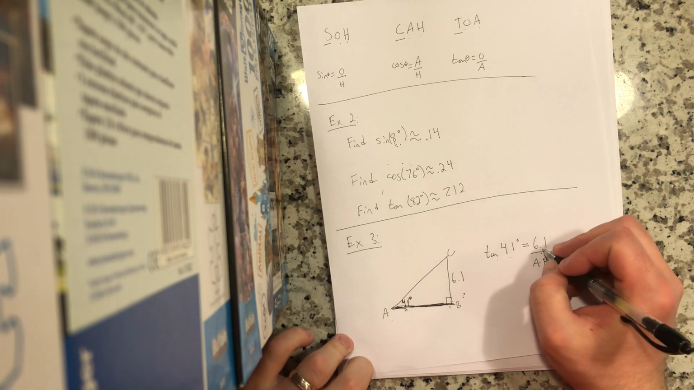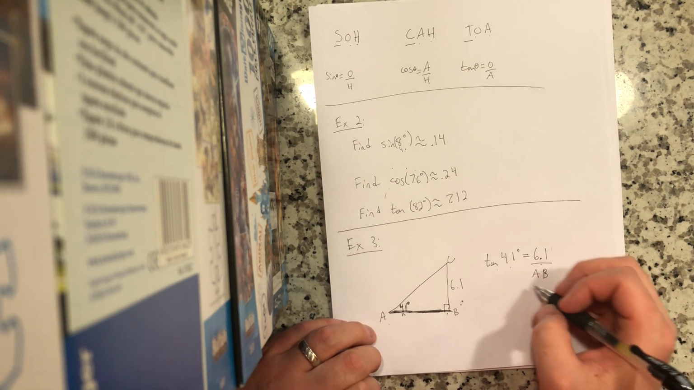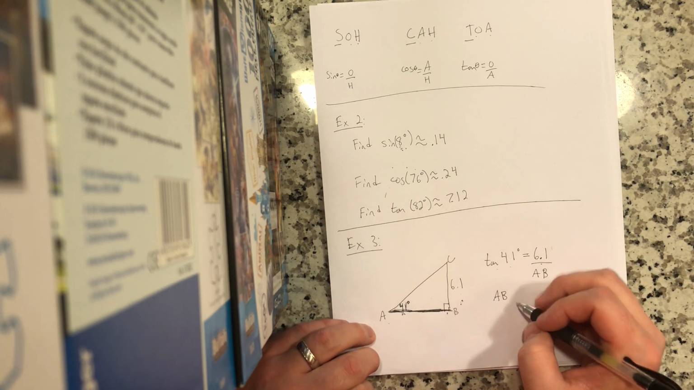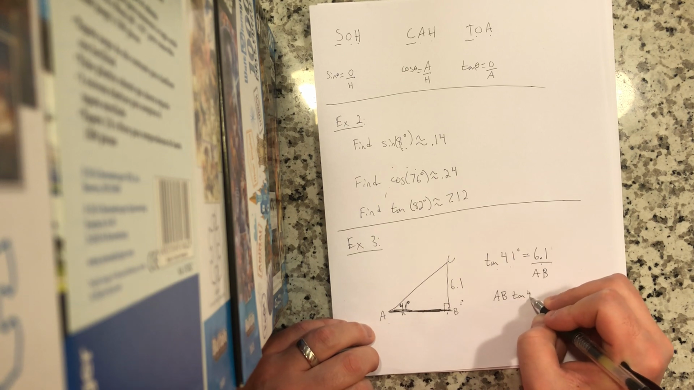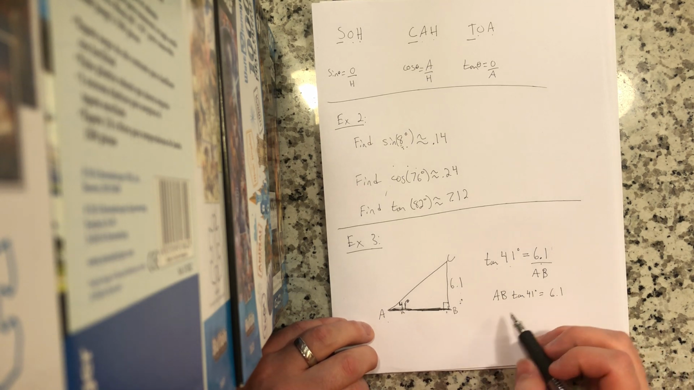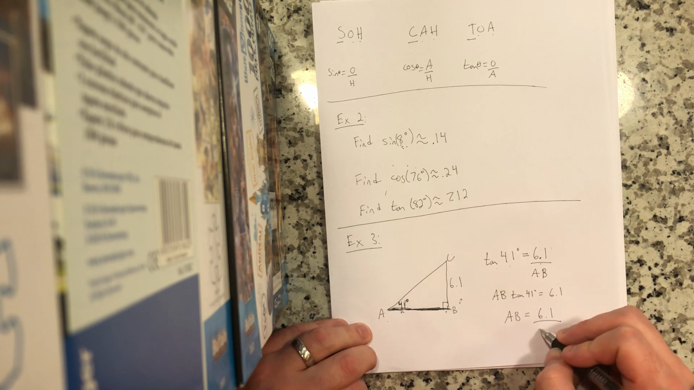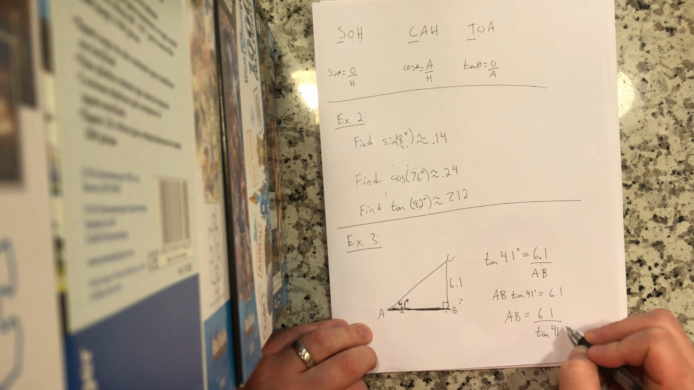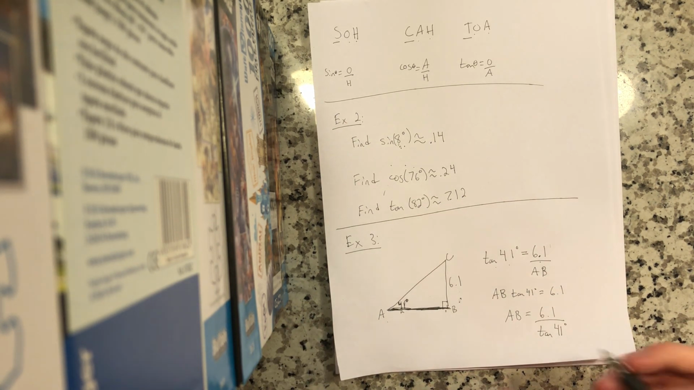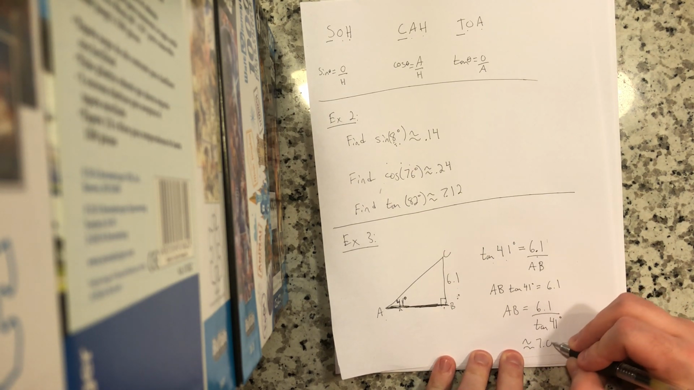Now this is an algebra equation we can solve. If we solve for AB, we can multiply both sides by AB. AB times the tangent of 41 degrees equals 6.1. Then we need to get AB by itself, which means we divide by the tangent of 41 degrees. After doing this on your calculator, you should get that this is approximately equal to 7.02.